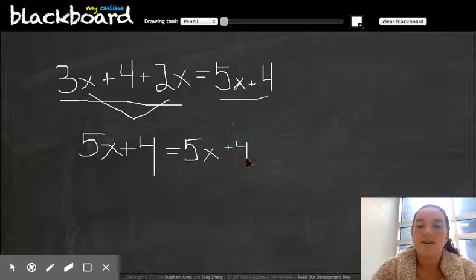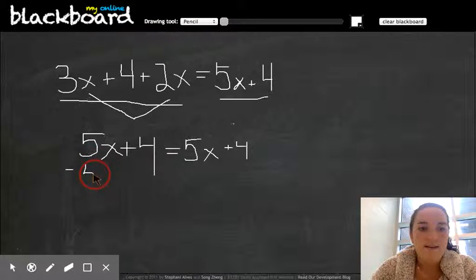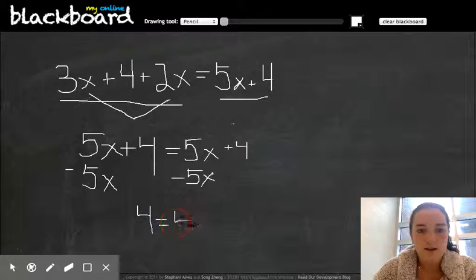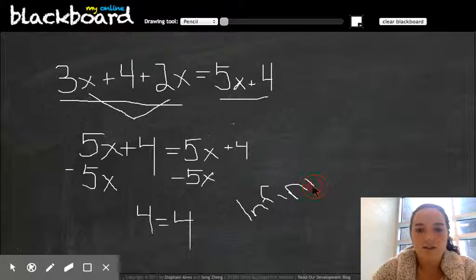So when I have x's on both sides and they're as simplified as they can get, I want to move the x's over. So I can subtract 5x on both sides of the equation. If I get rid of 5x on both sides of the equation, I'm just left with 4 equals 4. That is always going to be true, so the answer is infinite. There are infinite solutions to this equation.